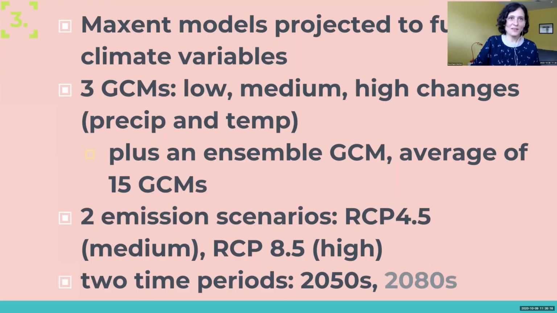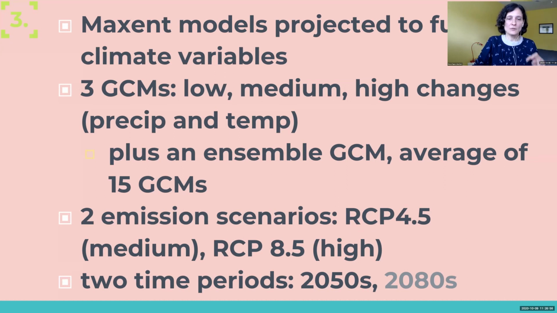Then we did the same thing, projected based on this validation of model performance. We projected the models to future climatic conditions. We used the same 3 global circulation models that forecast low, medium, and high changes, respectively, of precipitation and temperature. But we also added an ensemble GCM that is an average of 15 different GCMs. I'm not going to present that specifically, but I wanted to plant that seed in your mind that there are ensemble GCMs that crunch all kinds of different GCMs into one.